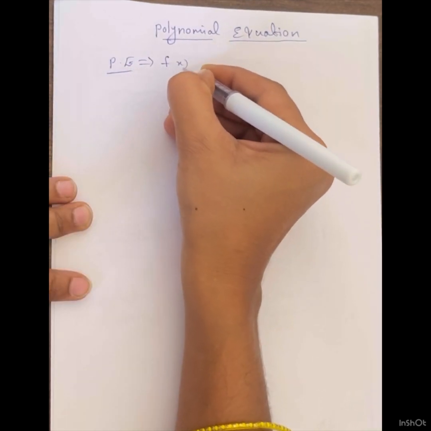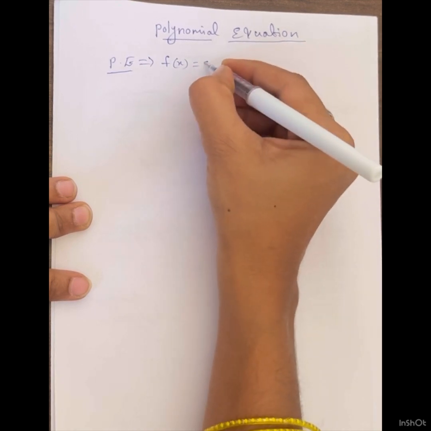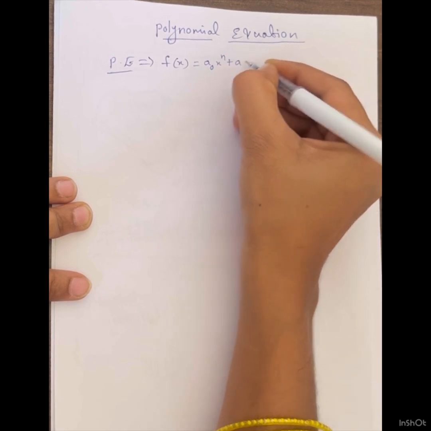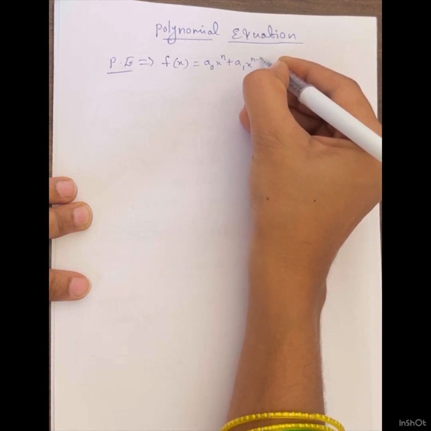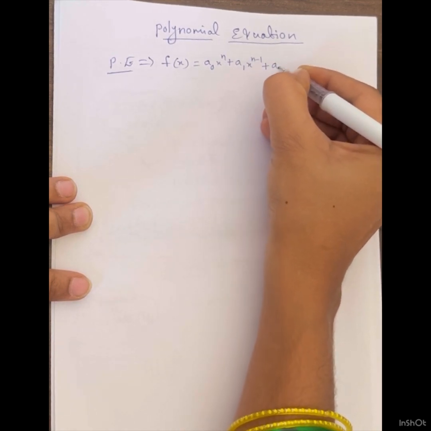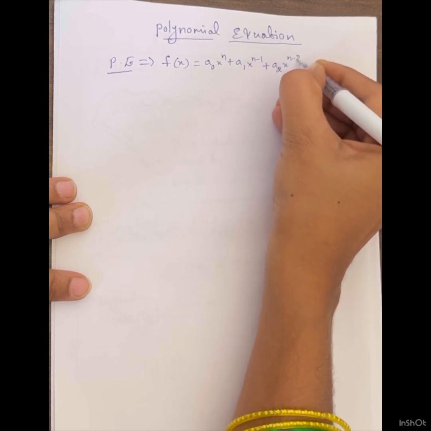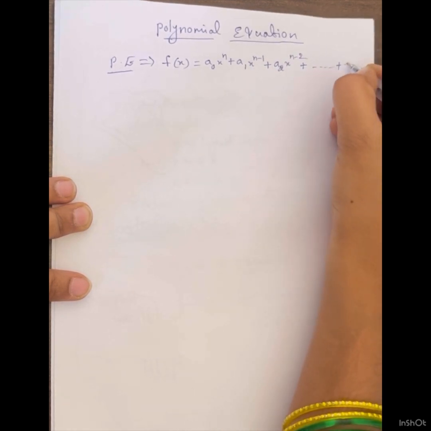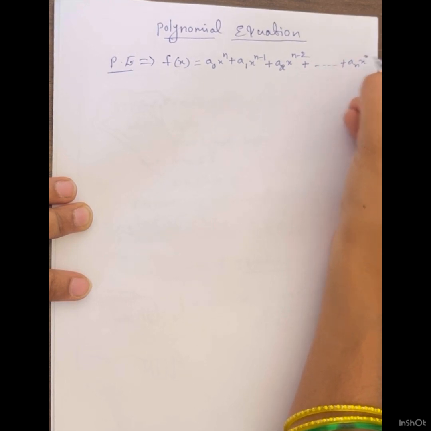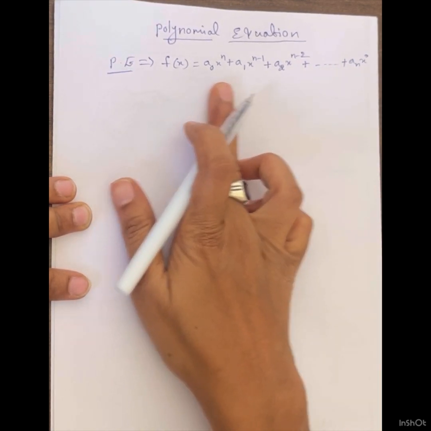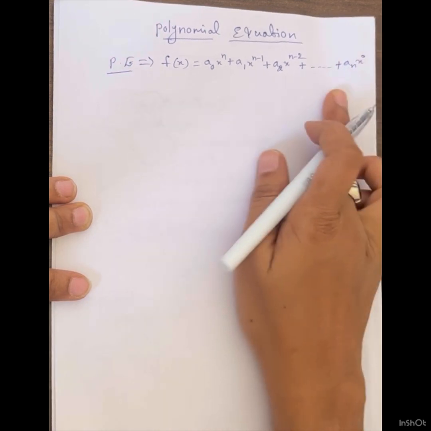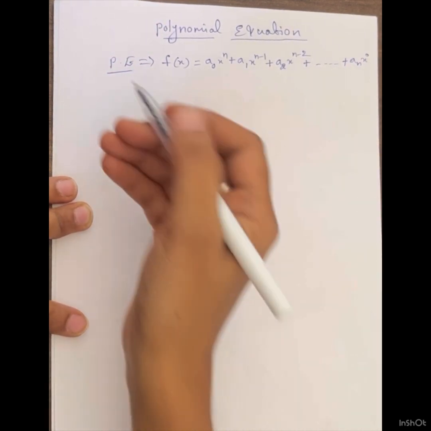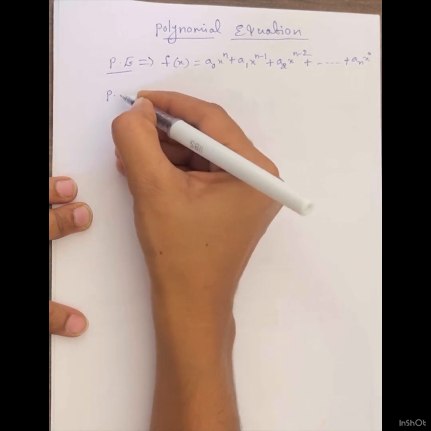in the form of f(x) = a0 x^n + a1 x^(n-1) + a2 x^(n-2) + and so on, up to an x^0. So this is the form. This form represents the polynomial expression. Okay. So what is a polynomial equation?